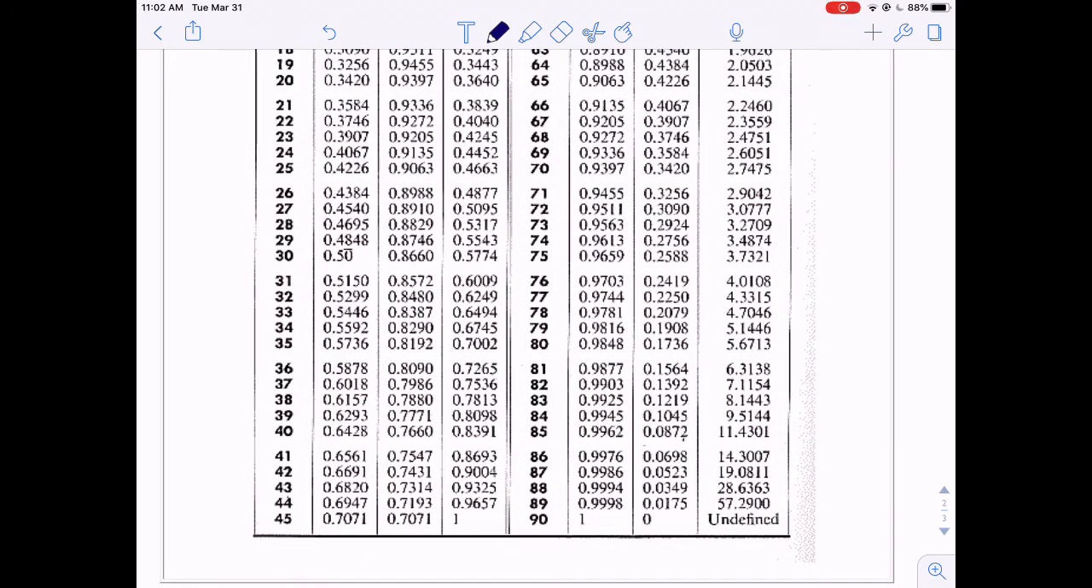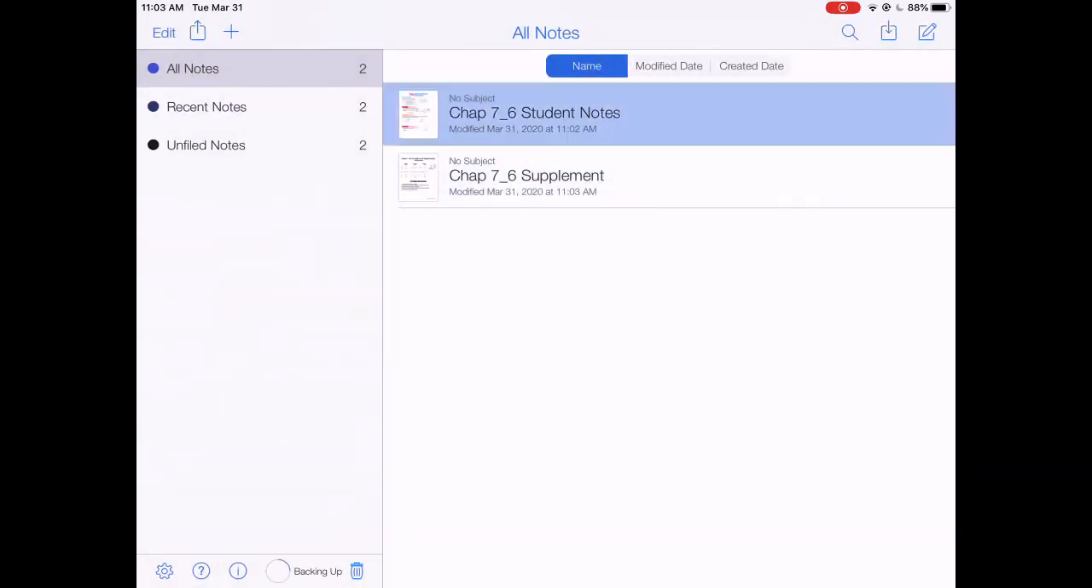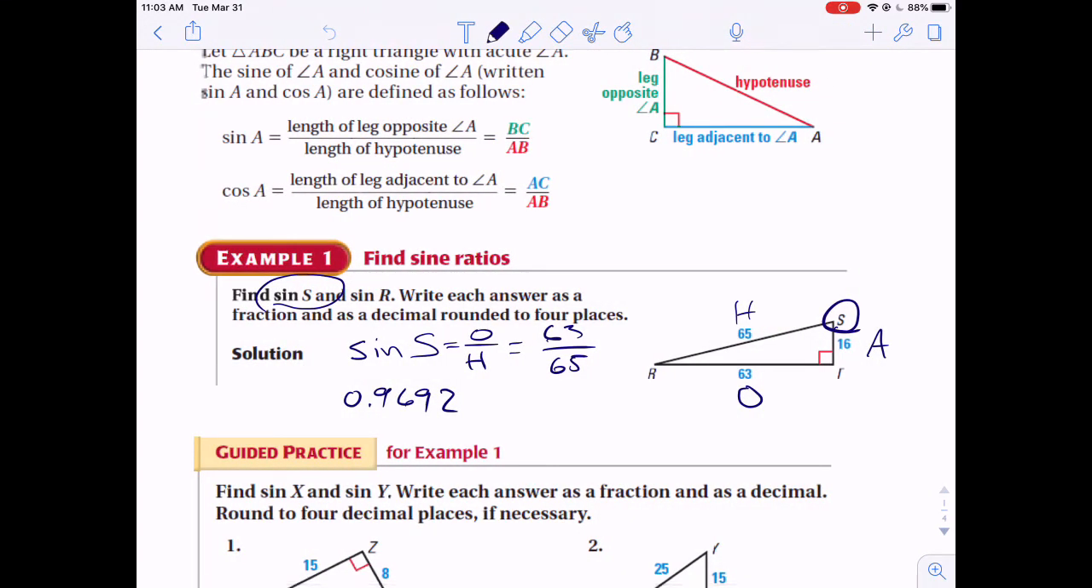0.96. Sorry, I'm a little slow here. Looks like it's around 76. 0.9. See, it's not 0.97. About 76 degrees. I'm going to leave that circle there, it'll stay. So that's 76 degrees. So angle S up here is 76 degrees.